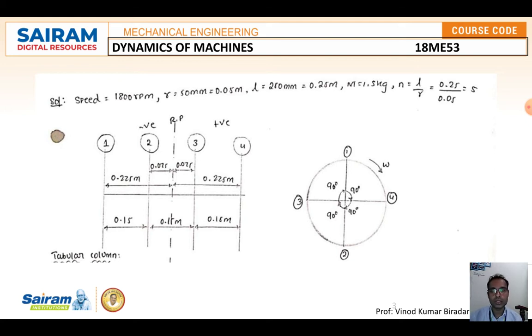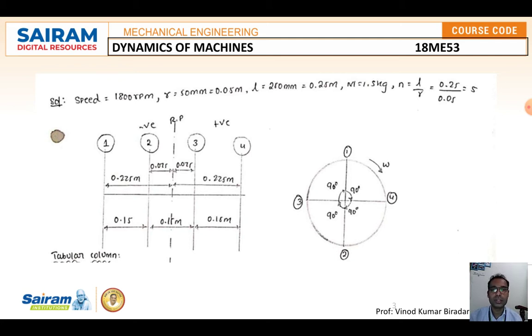In the first class I told you the list of formulas related to reciprocating masses. Here the speed is denoted by capital N, which is 1800 rpm, and the radius is 50 mm. Converting to meters, the standard unit, 50 divided by 1000 gives 0.05 m. The length is 250 mm, which is 250 divided by 1000, so 0.25 m. The mass is 1.5 kg for all the masses.